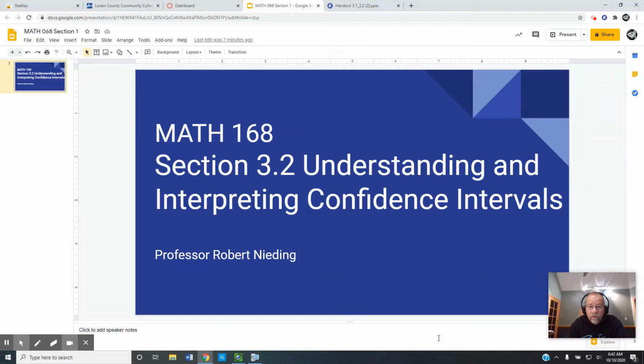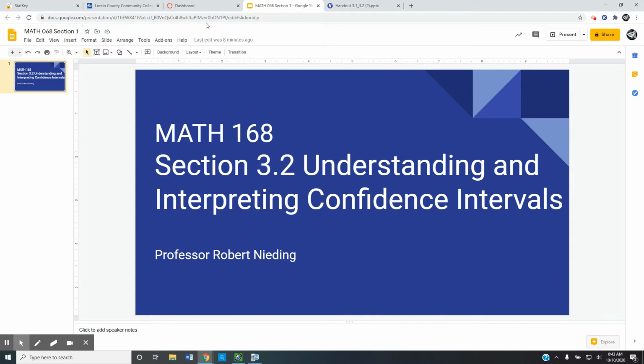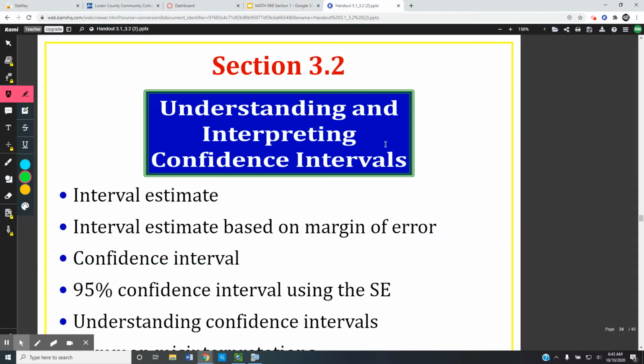Well, good morning and welcome back to Math 168. In this episode, we are going to talk about the thrilling world of understanding and interpreting a confidence interval level. In a confidence interval level, we are really looking for an interval. And this interval of confidence, as we say, is really an estimate.